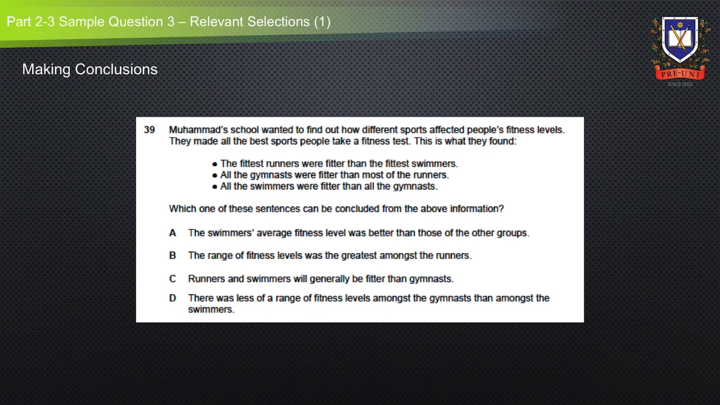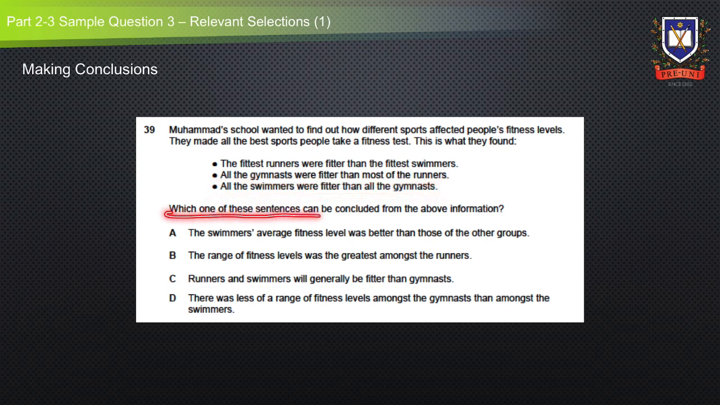Now let's look at this example of a making conclusions, relevant selection question from the selective sample thinking skills exam. Muhammad's school wanted to find out how different sports affected people's fitness levels. They made all the best sports people take a fitness test. This is what they found. 1. The fittest runners were fitter than most swimmers. All the gymnasts were fitter than most of the runners. All the swimmers were fitter than all the gymnasts.